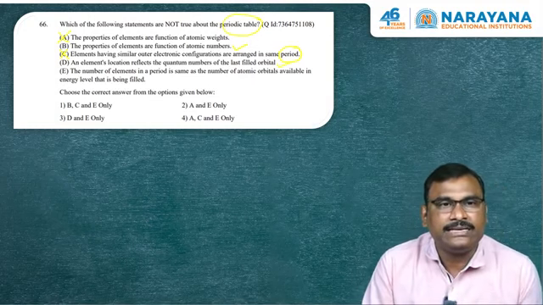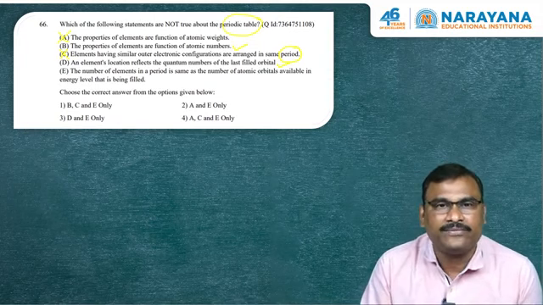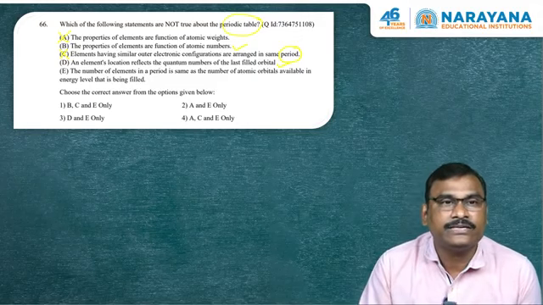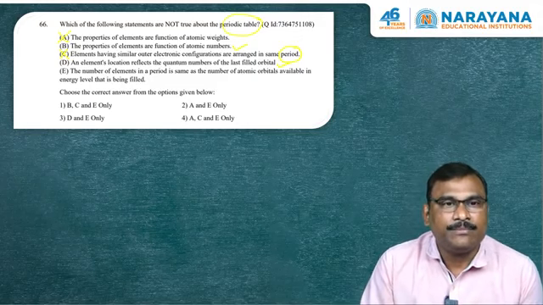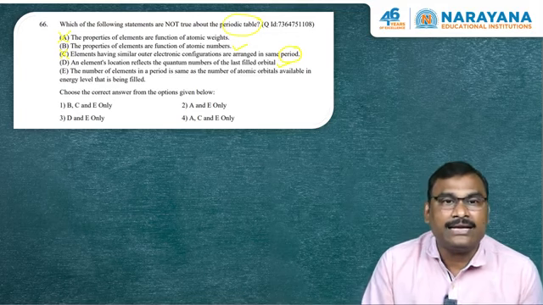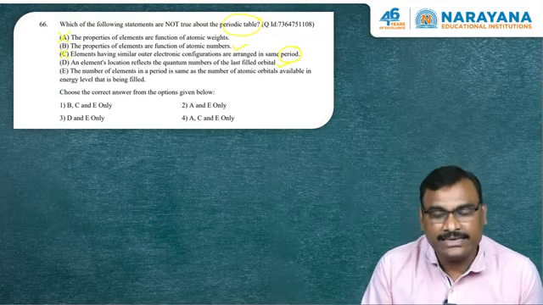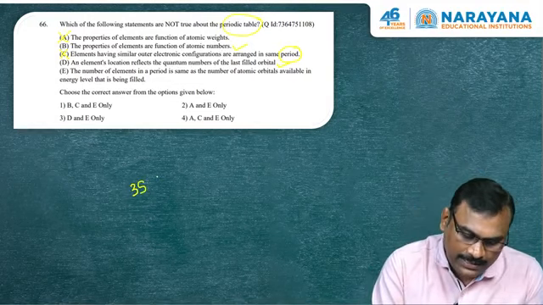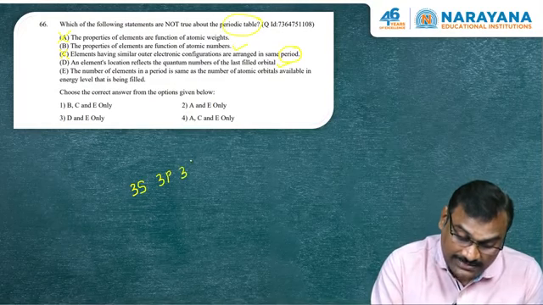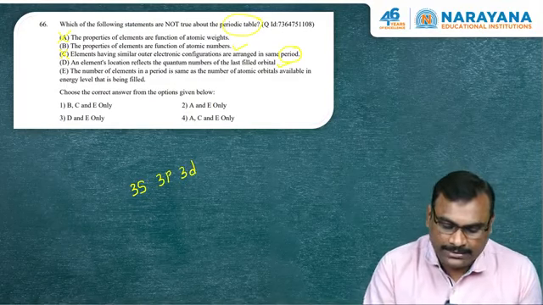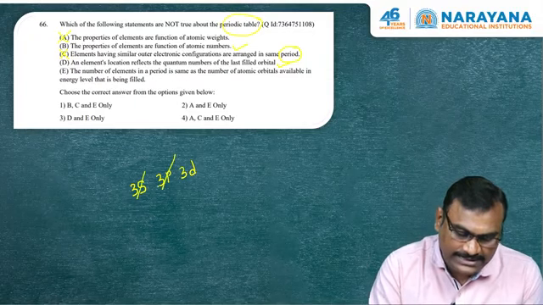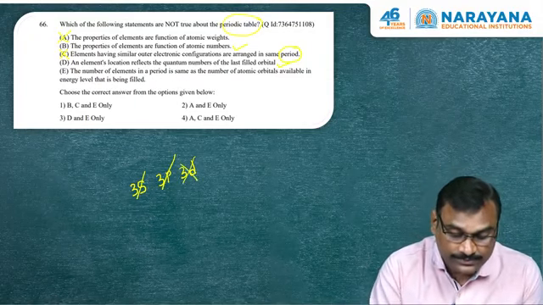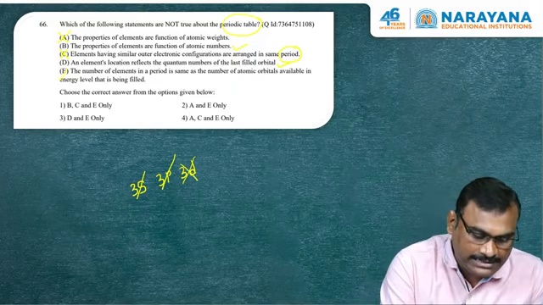The number of elements in a period is the same as the number of atomic orbitals available in the energy level that is being filled. Yes, this is a wrong statement. In a period, the number of elements is not the same as the number of atomic orbitals available in the energy levels being filled. Let us see the third period. The available orbitals are 3s, 3p as well as 3d. But in the third period, electron filling only takes place in 3s and 3p, but not in 3d. So this option is also wrong.